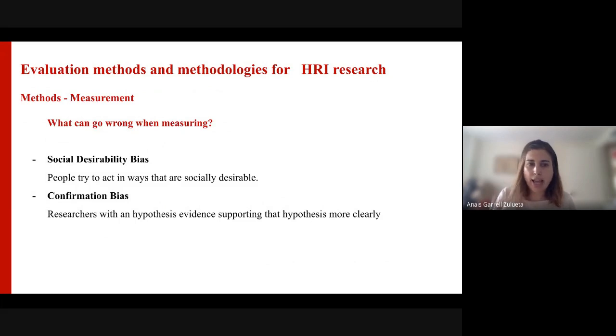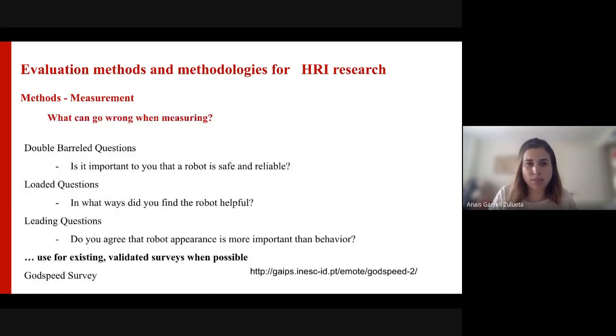Here, again, we can have the social desirability bias, so people try to act in the ways that we expect them to act. And then confirmation bias, where researchers with a hypothesis see evidence supporting the hypothesis more clearly. So we have to try to avoid this.